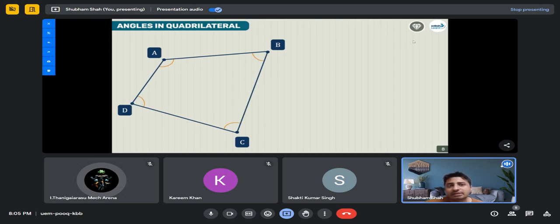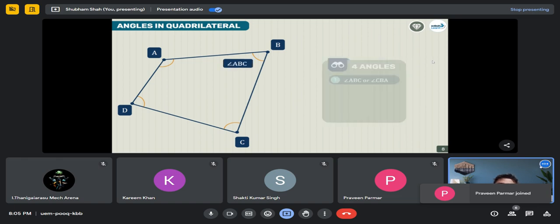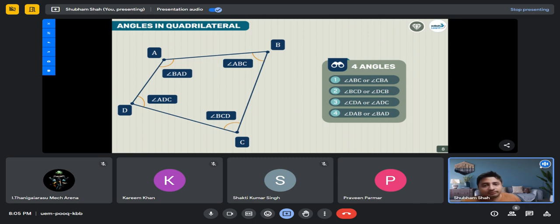Angles in a quadrilateral. A quadrilateral has how many angles? Four angles. This is angle A, this is angle B, this is angle C, and this is angle D. These are the four angles in a quadrilateral. Four sides and four angles. How to name the angle? This is angle ABC because B comes in the middle. This is angle BAD, A comes in the middle. This is angle ADC and this is angle BCD.